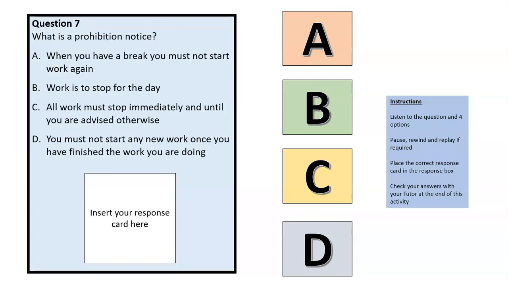Question 7. What is a prohibition notice? A. When you have a break, you must not start work again. B. Work is to stop for the day. C. All work must stop immediately and until you're advised otherwise. D. You must not start any new work once you've finished the work you're doing.